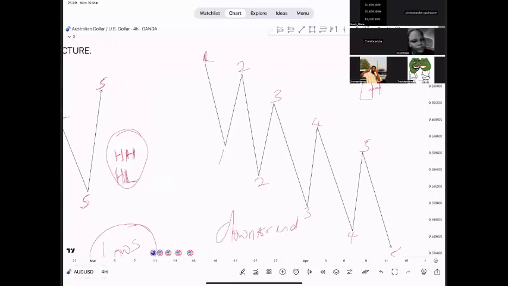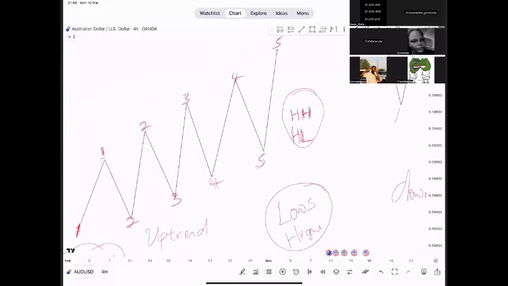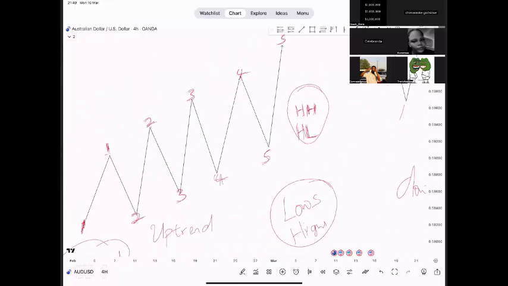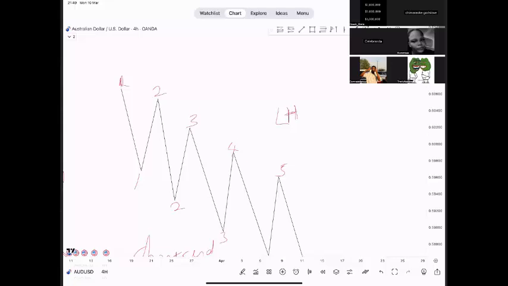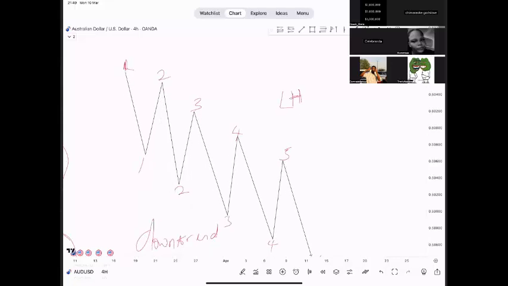So an uptrend is made up of higher highs and higher lows. These higher lows are protected lows. These higher highs are targeted highs. Why a downtrend is made up of lower highs and lower lows. These lower highs are protected highs. These lower lows are targeted lows.